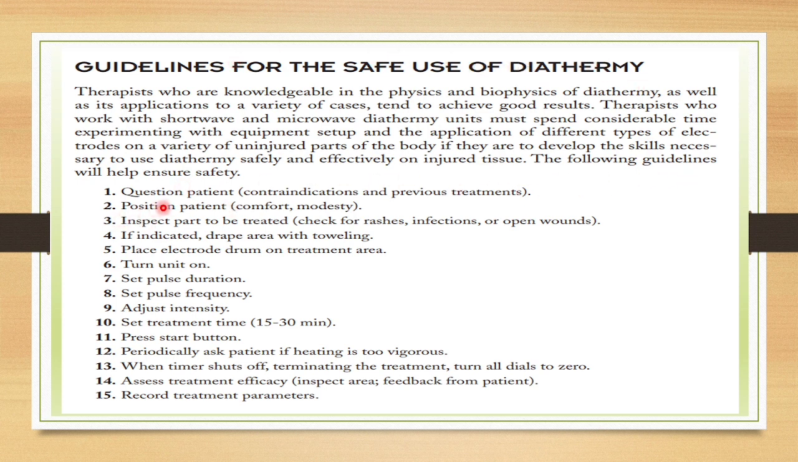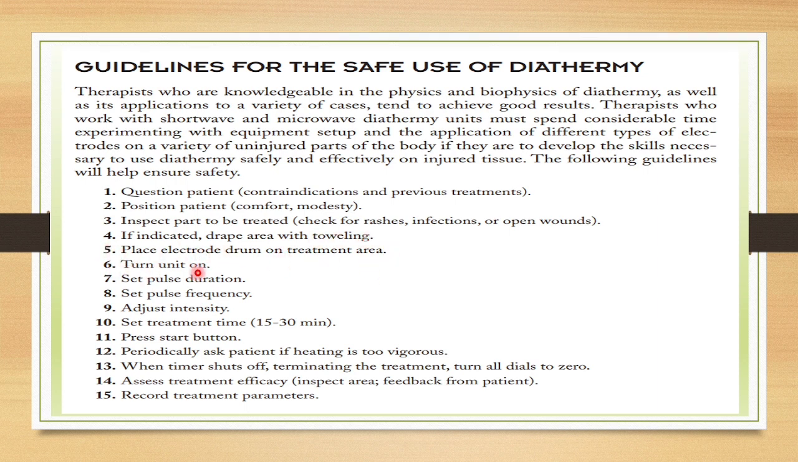And coming to the guidelines for the safe use of diathermy, we need to follow these guidelines. First step is to question the patient regarding the contraindications and previous treatment, whether you have undergone previous microwave diathermy treatment. Next, we need to position the patient in a comfortable and modest manner. Second, inspect the part to be treated. Check for rashes or infections or open wounds. And if indicated, drape the area with toweling and place the electrode drum on the treatment area.